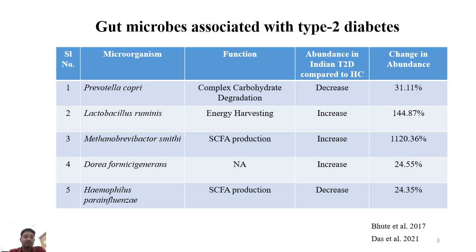So for our study, we reconstructed the genome scale metabolic model of all these three microorganisms, followed by the community model, and analyzed how their metabolic behavior is altered in different conditions, that is healthy and type 2 diabetes. The first step is the genome scale metabolic model.